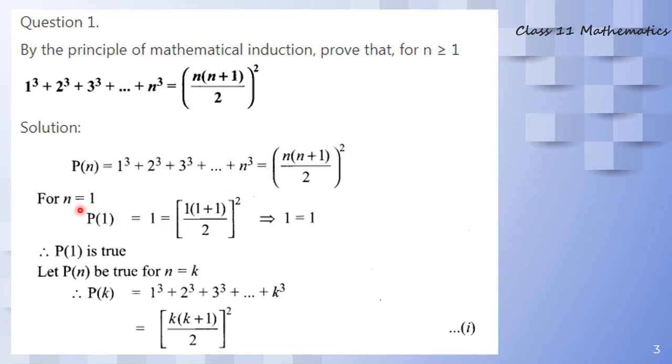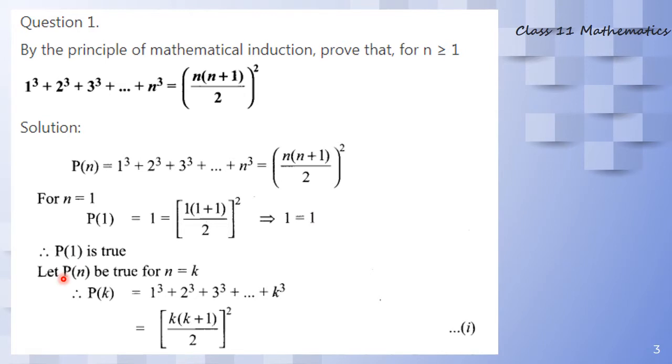Now let us consider the first condition, that is the base condition, n equal to 1. Here n value 1 means it is 1 cube. 1 cube is the first term, so you can't stop with the first term. 1 cube, answer 1. Come to the right side. It is 1 into 1 plus 1, that is 2. 2 by 2 is 1, and 1 square is also 1. So LHS is 1 cube and RHS is 1 square, both of them 1. Therefore 1 is equal to 1. Now P of 1 is true.